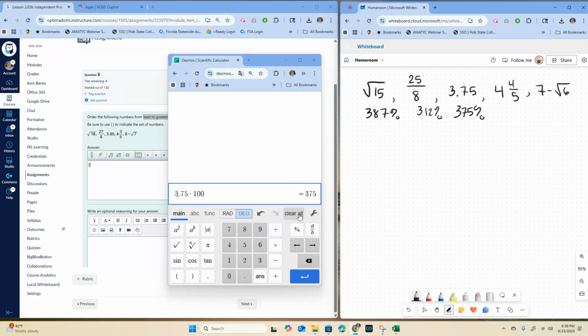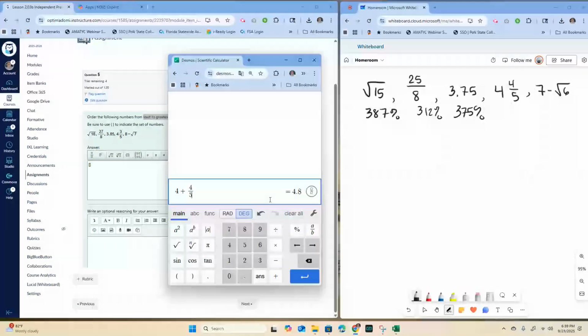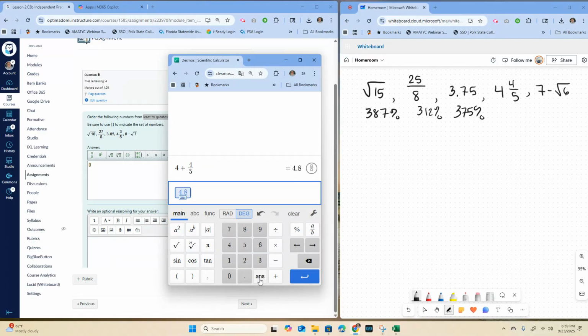Then I'm going to take the mixed number now, the 4 and 4/5. Now, when you type mixed numbers in the calculator, you're going to type it like this: 4, that's the big 4 here, plus 4/5, the fraction 4/5. That's what a mixed number is. It's a whole number and a fraction. And when you did that, you can see I got 4.8. Now I'm going to take the answer, 4.8, and multiply by 100. So I get a percentage. So that will be 480%.